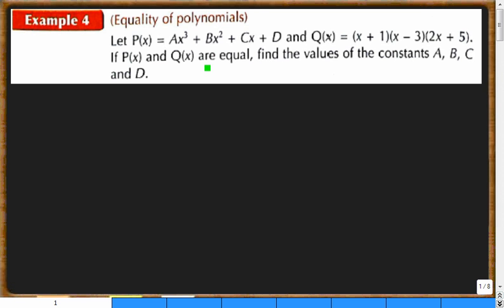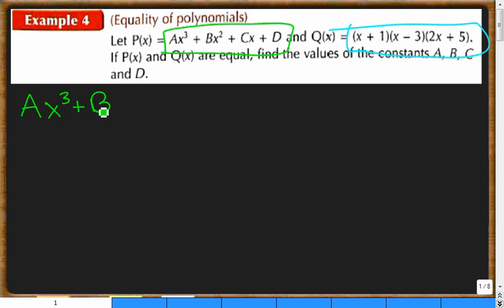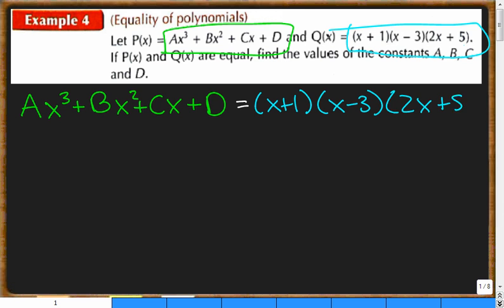So it's saying that if we know that two polynomials are equal, then whatever the coefficients of each particular x with a particular exponent will match each other. So if we have these two right here, then we can match them up. So ax cubed plus bx squared plus cx plus d equals x plus 1 times x minus 3 times 2x plus 5.